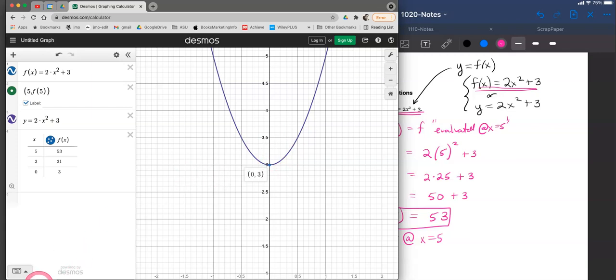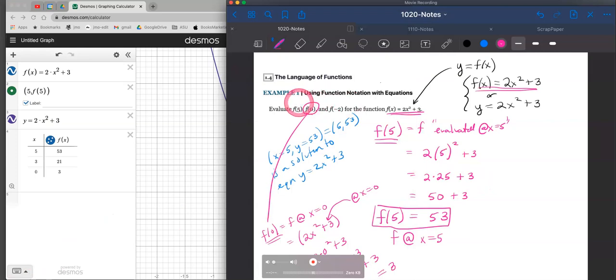So all of the different notations are coming together, and this was just a quick video about function notation, solutions of equations, and tables of values again.